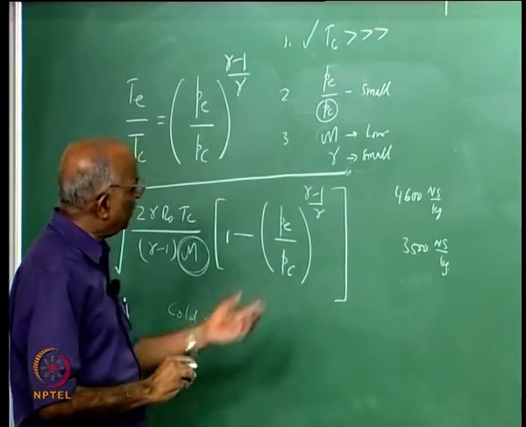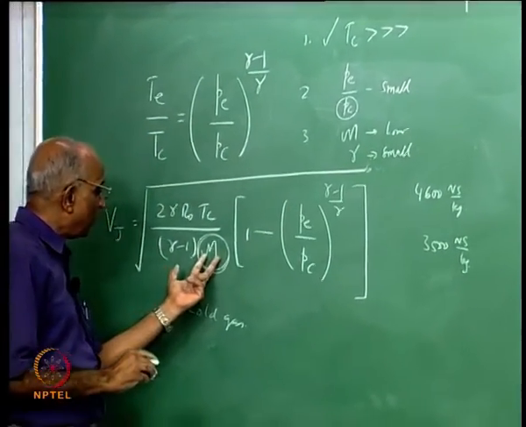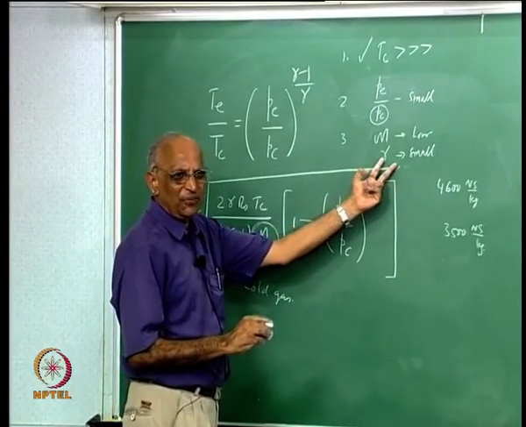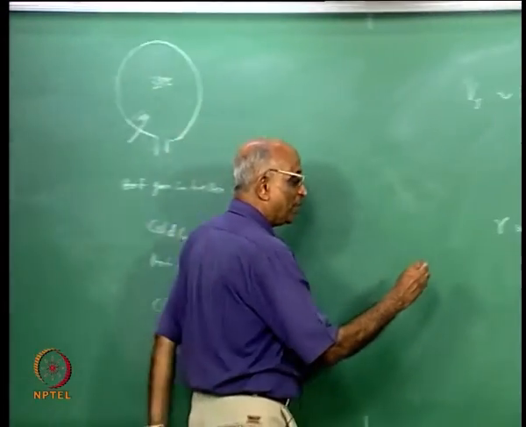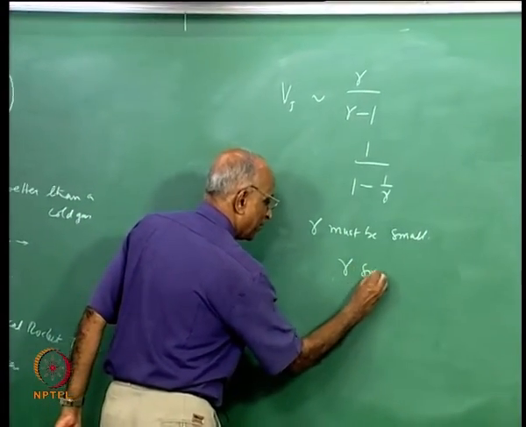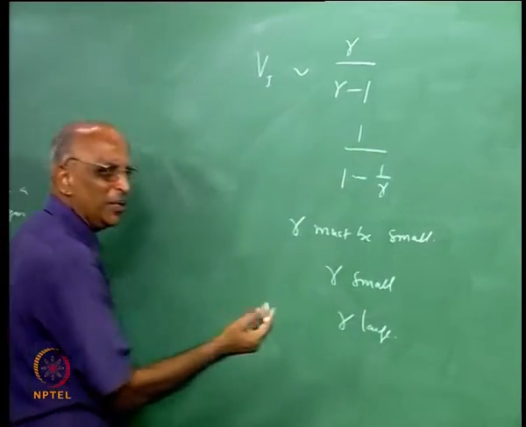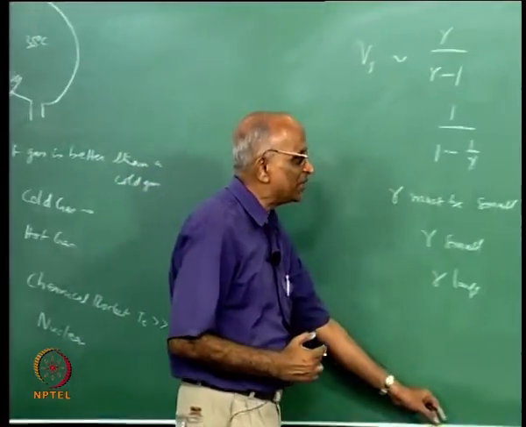But you know, what is the sensitivity of gamma? Vj is directly proportional to the square root of 1 over m. Here it is gamma by gamma minus 1. Gamma is not very much affecting. Let us take an example. How do I make gamma small? How do I make gamma large? How does gamma depend on the gas? We go through some examples.